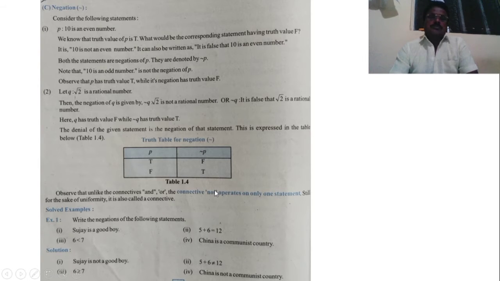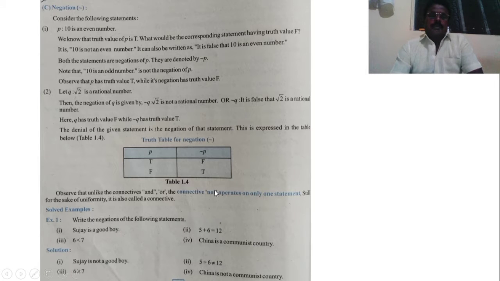It can also be written as: it is false that 10 is an even number. Both the statements are negations of P. They are denoted by negation P. Given a simple statement P, the negation of P, that is not P, is the negation of the simple statement P. The truth table of this negation will be the truth table for negation.